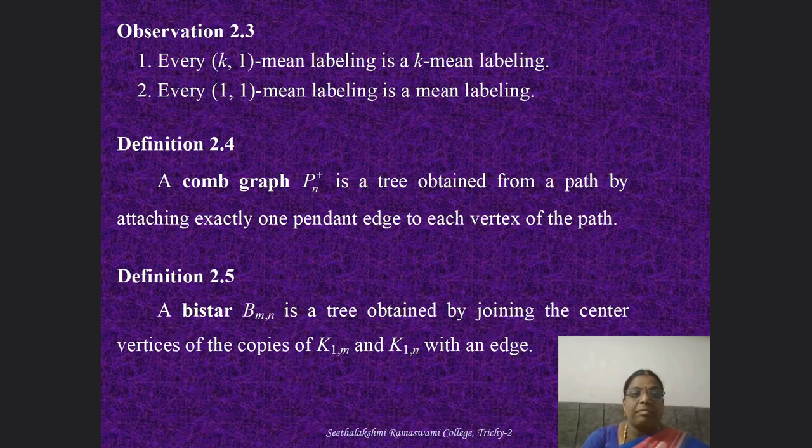A comb graph P n plus is a tree attained from a path by attaching exactly one pendant edge to each vertex of the path. And the bi-star graph B m,n is a tree obtained by joining the center vertices of the copies of K 1,m and K 1,n with an edge.